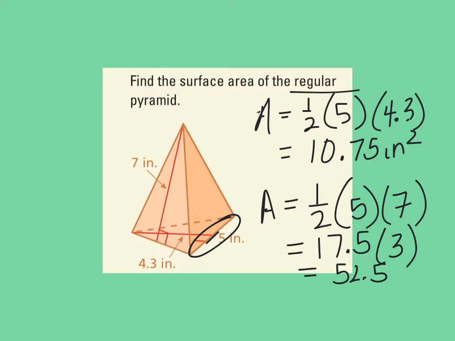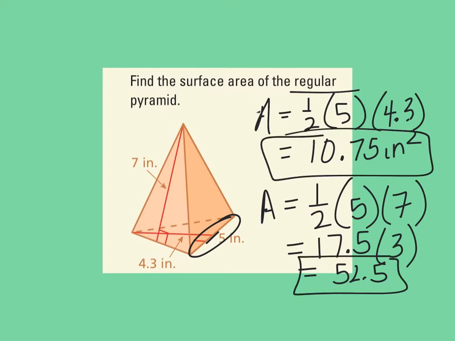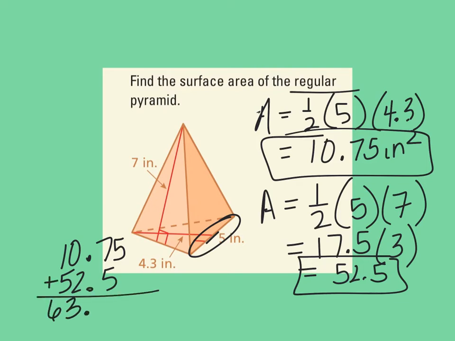I have to put that together with my original base area to get the total surface area. So I am adding 10 75/100 plus 52.500, and I end up with 63 25/100 inches squared.